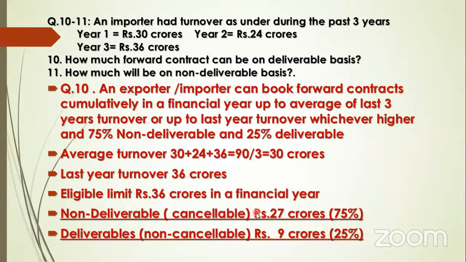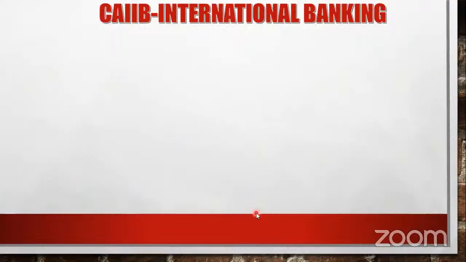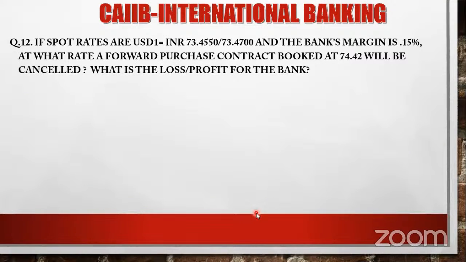Within the first eligibility, there are two tiers: non-deliverable and deliverable. Non-deliverable means cancelable within the bracket. Understood or not, boss? Same like this now. Yes. Okay. Understood or not? Now you go to the next one. All varieties I am giving. Now you see cancellation of the forward contract. Definitely there will be one question. Without that, there will not be any question. Please remember.